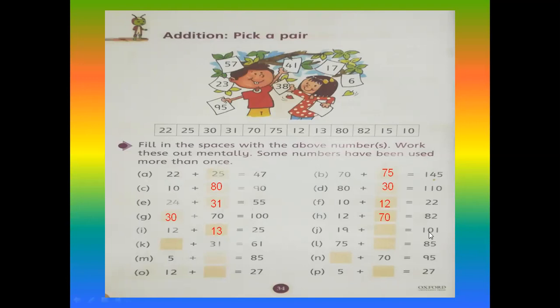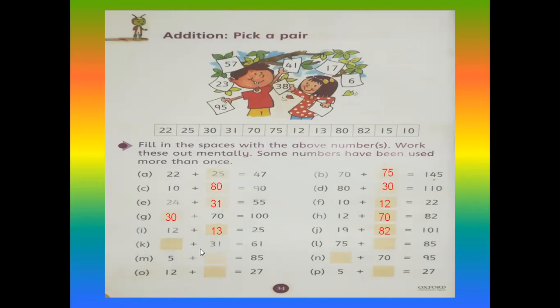So 19, the answer, look, focus on the first digit of the answer, 1. Again, focus on the first digit of the given number. It means 9, after 9, try 10, 11. So the second number will be which one here? Look, four big numbers: 70, 75, 80, 82. So 82 will come here because this is 2, this is 9, 9 plus 2 is 11. So 82 will come here.